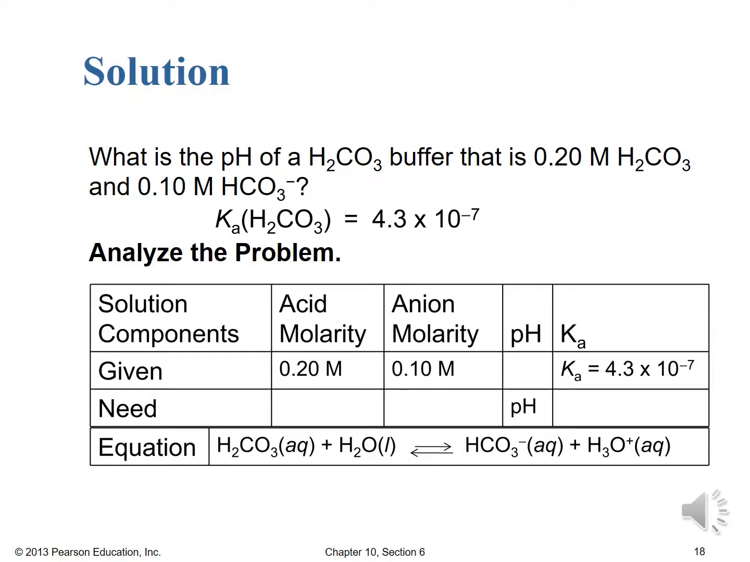Okay, let's see how you did here. First, we'll analyze the problem, which is I hope what you did, just like we did in our sample problem that we worked together. We see here we're given the acid molarity, 0.20 molar. The conjugate base is 0.10 molar, so just be careful. They were different here. The pH is what we're looking for, and the Ka in this case is 4.3 times 10 to the minus 7. The equation for carbonic acid acting as a weak acid is carbonic acid plus water in equilibrium with the hydrogen carbonate ion plus the hydronium ion.